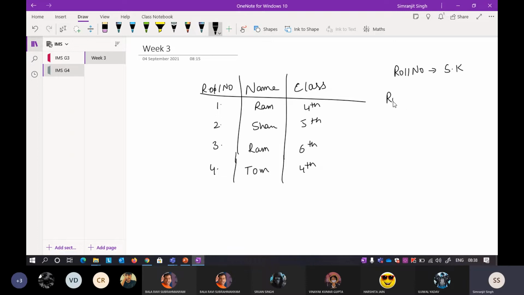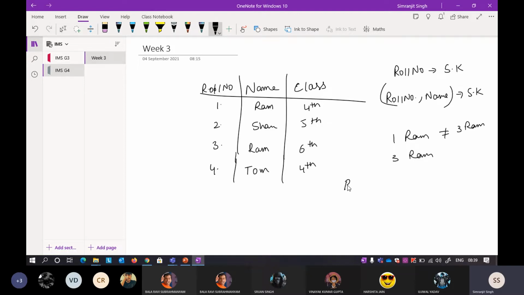If I combine roll number with the name, I'm saying that these two columns can uniquely identify any record. So I can say one Ram, yes, it can uniquely identify. And 3 Ram is different from 1 Ram, because the one is different from this. These two entries are not equal to each other. So yes, I can use roll number combined with the name header, and it can also be referred to as a super key.